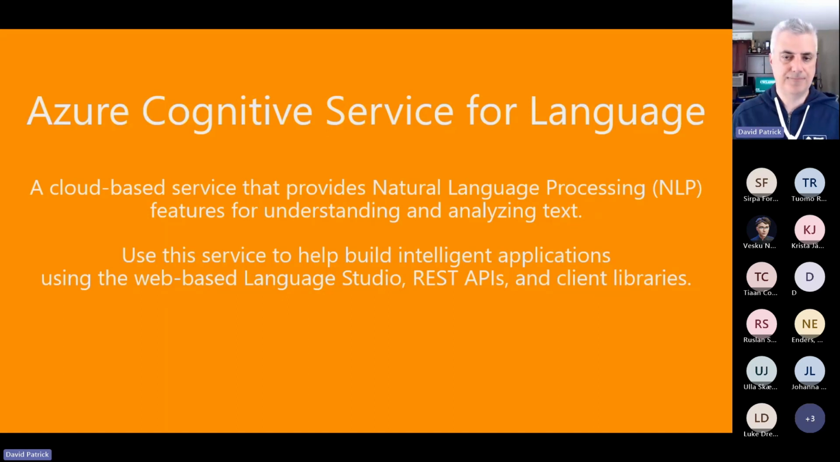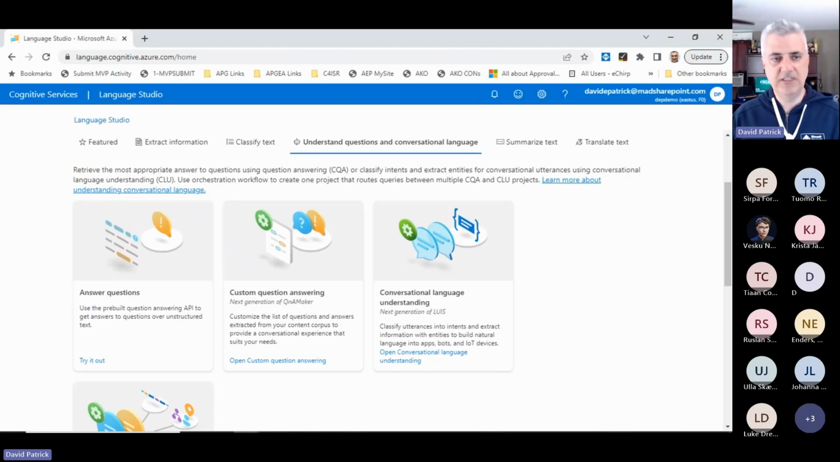Again, it sounds very similar to what LUIS and QnA Maker were. Natural language processing features for understanding and analyzing your text, and it can be called from any web-based language. So REST APIs, client libraries, JavaScript, all that good stuff. This is what it looks like.